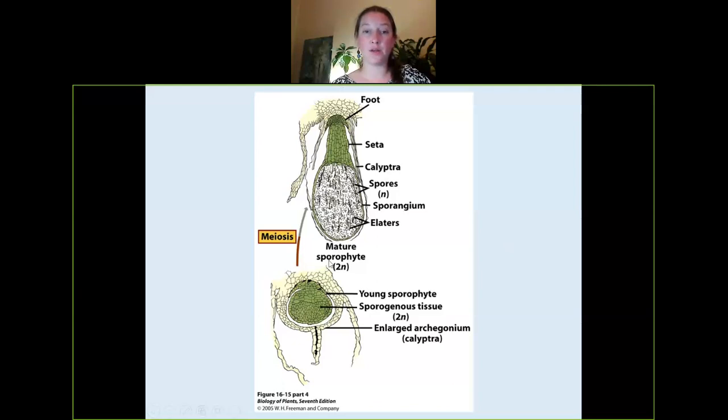And notice here, right? This is showing you that inside of this young sporophyte plant, you have those spore-producing cells that are 2N. Those are going to undergo meiosis, and the result of those spore-producing cells undergoing meiosis will be spores. So this whole thing will now be full of haploid spores, even though the capsule itself and the foot and the seta are part of the sporophyte plant, right? Okay.